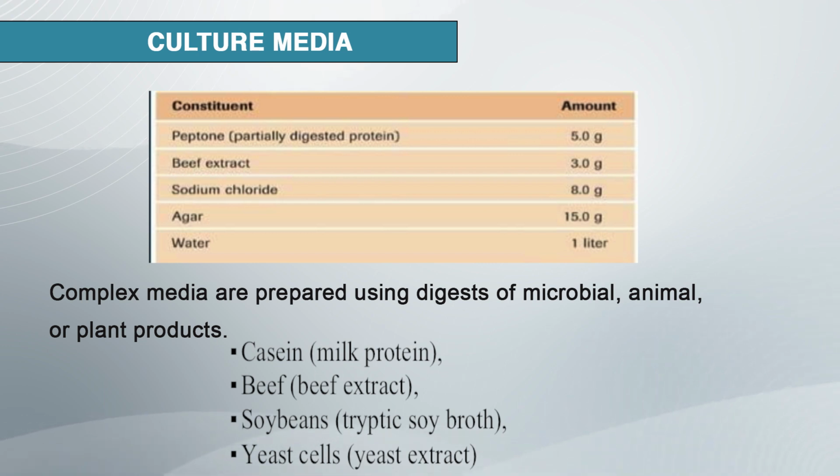And this is the composition of nutrient agar media. Now, complex media are prepared using digests of microbial, animal and plant products like casein, milk protein, beef extract, soya beans, tryptic soya broth and yeast cells for yeast extract media.